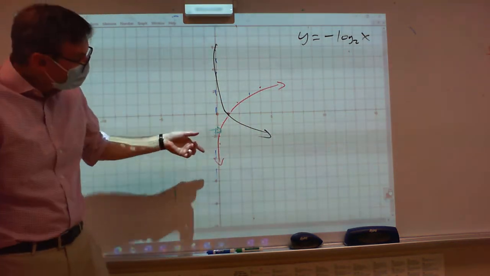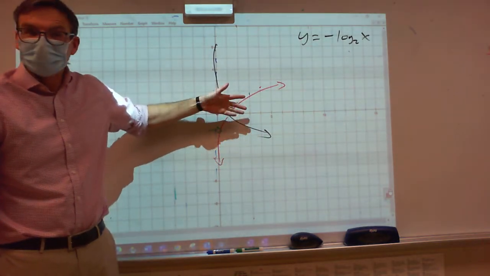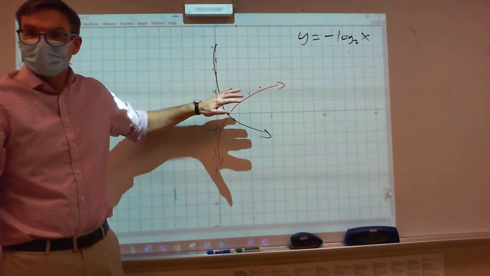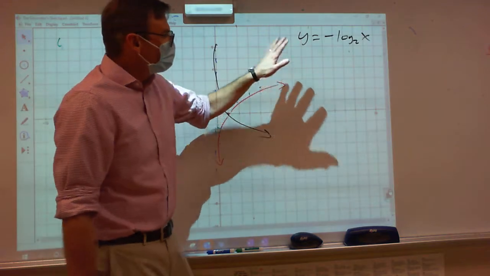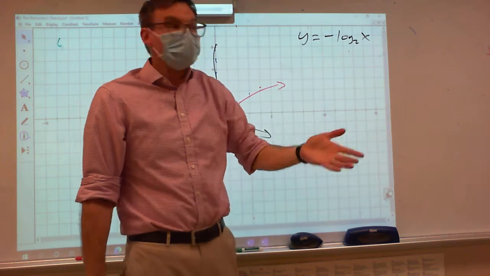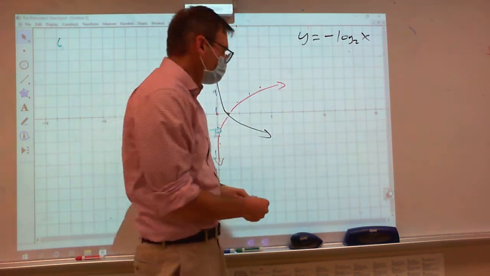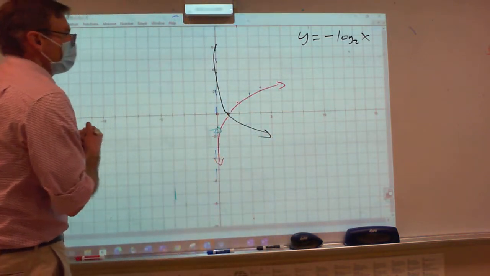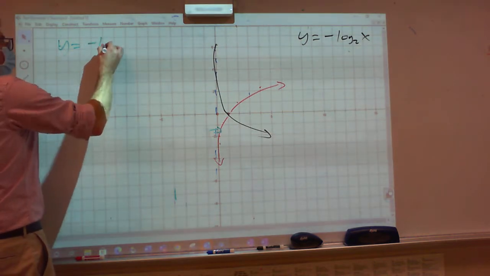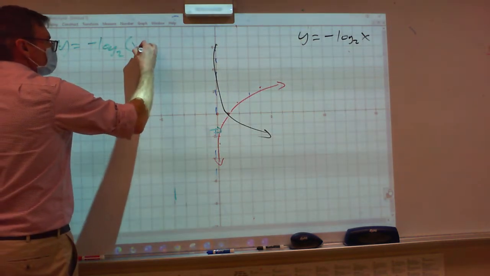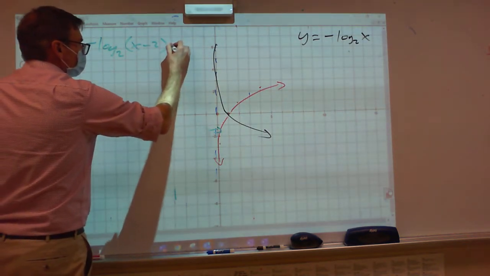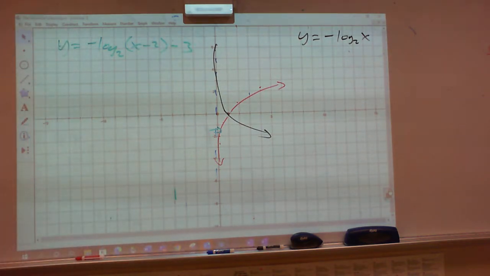And does this look like our graph has been flipped? Does that make sense? All right? So we've got this, right? I mean, the rules haven't changed, right? A negative on the outside flips up and down. All right? So what if I gave you, let's give you y is equal to negative log base 2 of x minus 2, minus 3. So graph this.